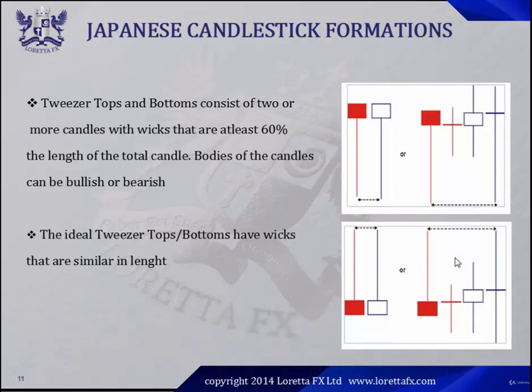Now, tweezer tops and bottoms consist of 2 or more candles with wicks that are at least 60% the length of the total candle. Now, the bodies of the candles can be bullish or bearish, it doesn't matter. The bodies don't matter. The ideal tweezer top or bottom have wicks that are similar in length. Okay? And tweezer tops can be made up of several candles, just like morning stars and evening stars.